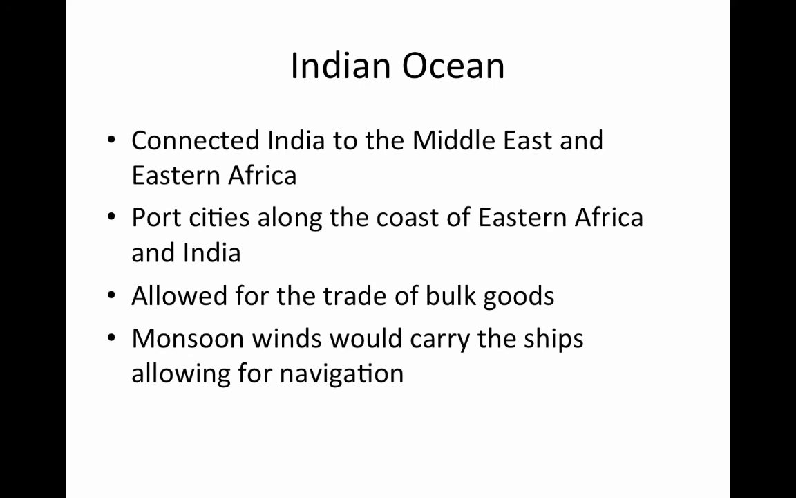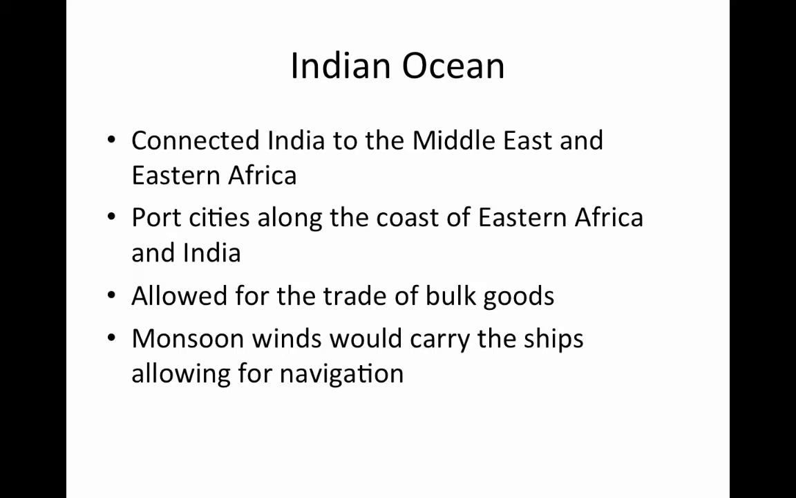The Indian Ocean. The Indian Ocean connected India to the Middle East and Eastern Africa and ended up creating numerous port cities along the coast of Eastern Africa and India. This allowed for the trade of bulk goods, and this is one of the big differences between the Indian Ocean and the Silk Road. Silk roads typically were traveled by domesticated animals, eventually camels, but this only allowed for a small variety of goods to be transferred back and forth, whereas when you had ships, you could transfer bulk goods across the seas.